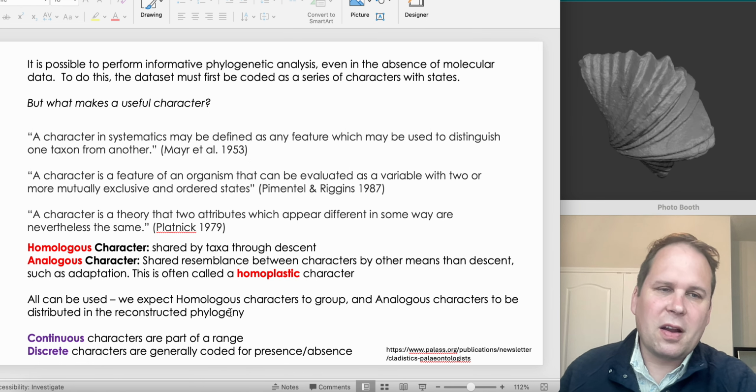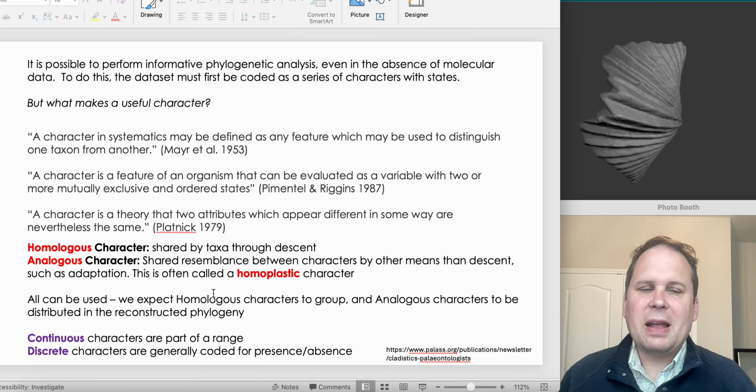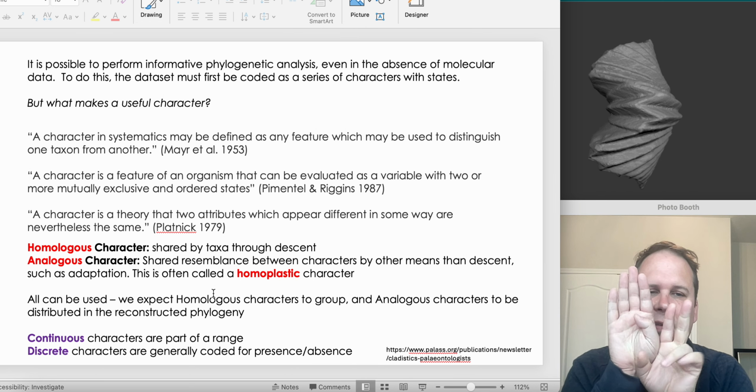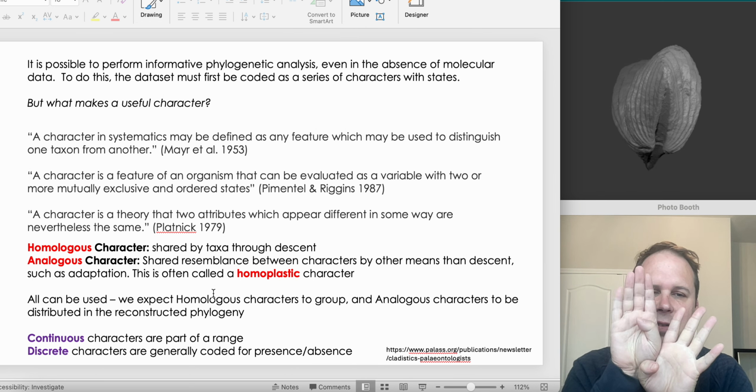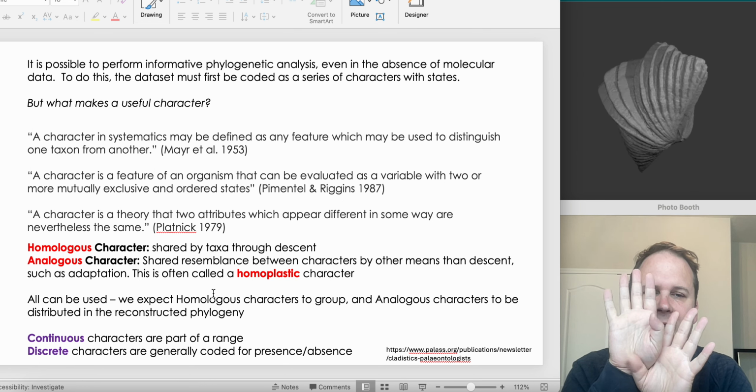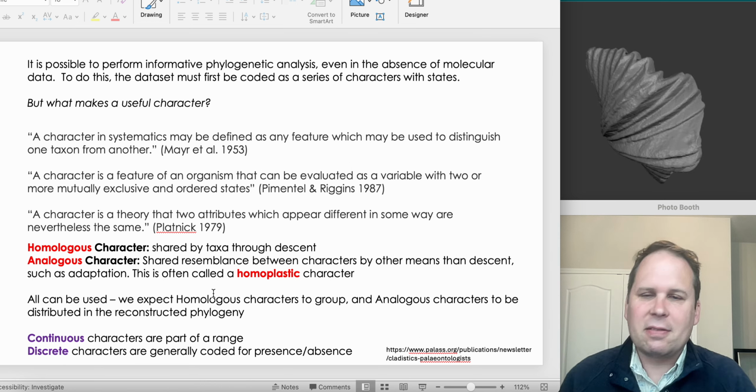So if the characters are homologous, we would expect that once you make the tree, they're going to end up clustered together, and you'll have other branches that don't have that character, and these branches that do will all be branching from a common ancestor. Right here where my wiggling thumb is.